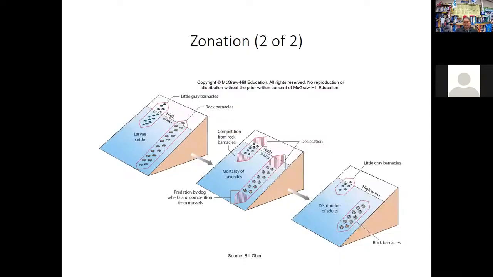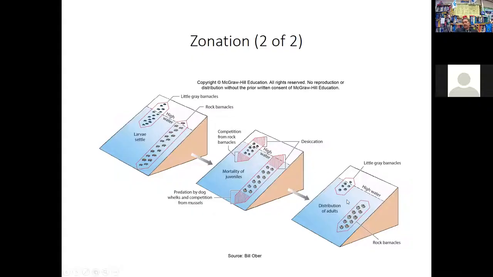Alrighty, and so this gives you another idea. This is a classic example of barnacles studied at the University of Washington. You can see there are two different species of barnacles. These are called the little gray barnacles, and here are the rock barnacles down here. Typically there is some predation happening down here at the bottom, but at the top, the limiting factor is that they're drying out. This is the desiccation that occurs right here, and so this is the practical limit.